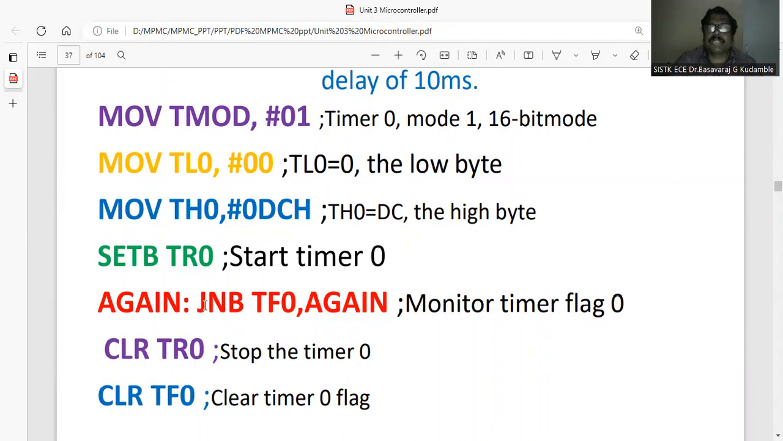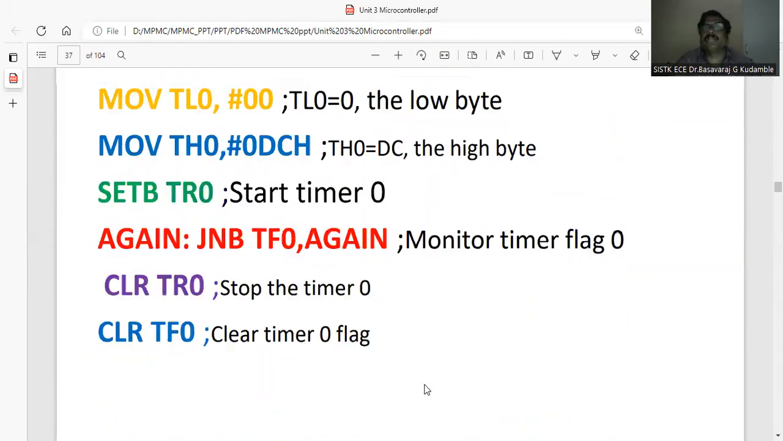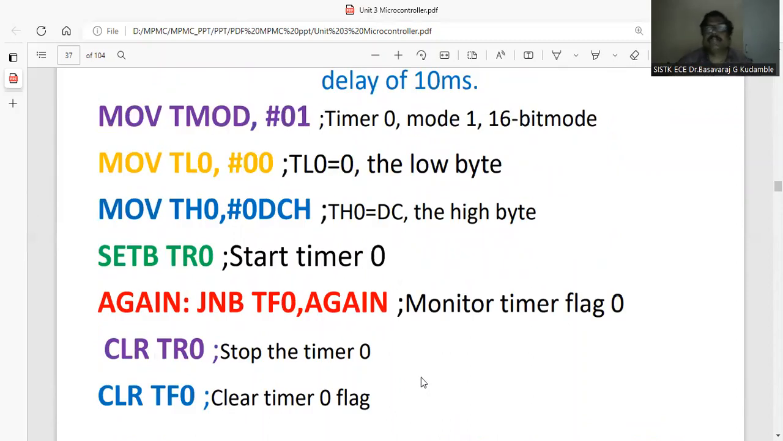For that, we have to check with JNB TF0. If the TF0 overflow flag is 0, it has to wait. Once the overflow occurs, this TF flag becomes 1. Then it will come out of the loop. Then you clear TR0, the run bit, and then clear the overflow flag. This is how we generate the delay by using the timer.